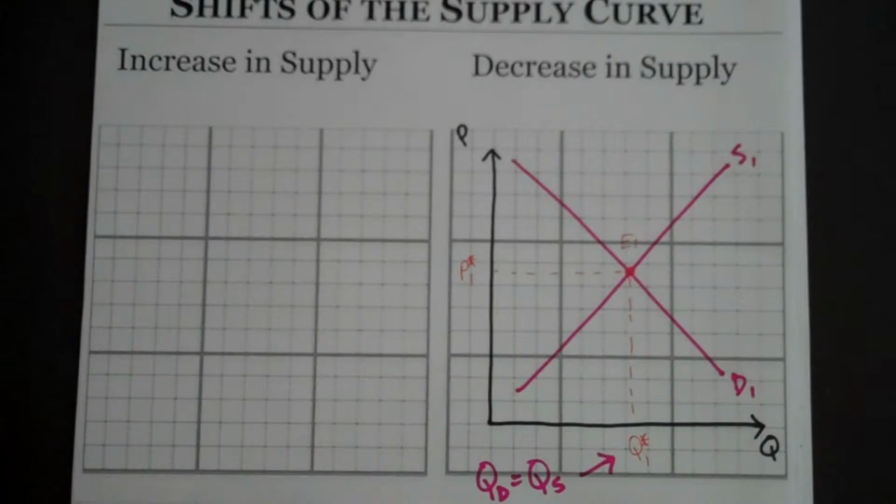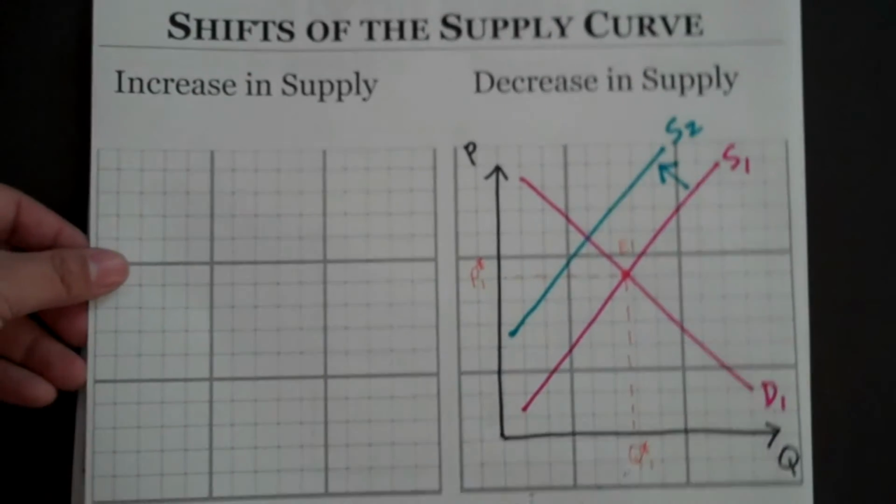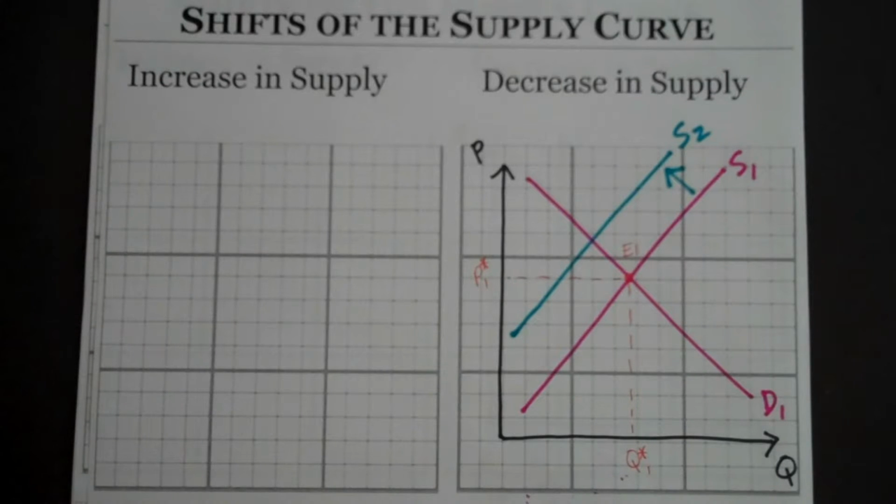This graph asks us to decrease the supply curve. That's a shift to the left. Our new curve will look something like this. At each and every price, quantity supplied has decreased.